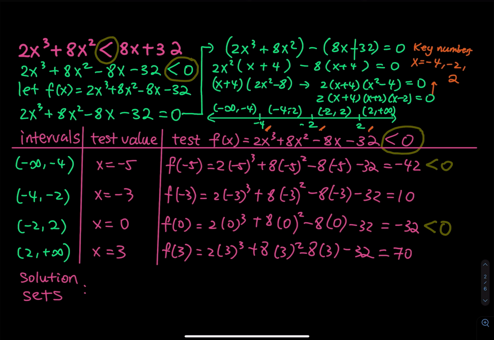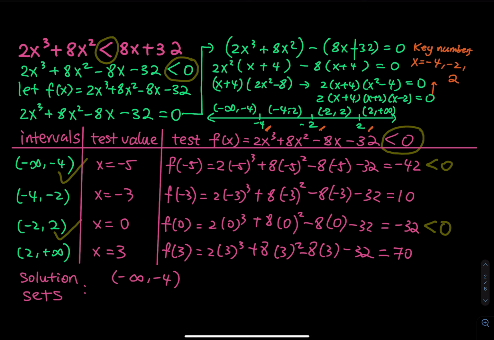So we pick a value, test the interval. It turns out that that interval is less than 0. And then we are picking this, and then we are picking this. So we have two solution sets, which are those two intervals. So for the solution set, I'm going to summarize everything. The solution that we are looking for is from negative infinity to negative 4.